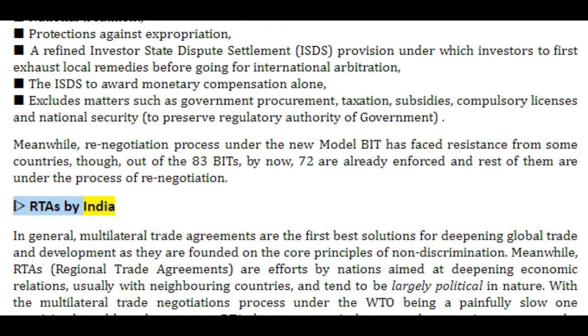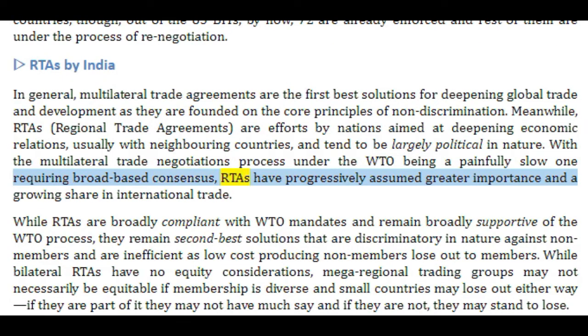RTAs by India. In general, multilateral trade agreements are the first best solutions for deepening global trade and development as they are founded on the core principles of non-discrimination. Meanwhile, RTAs, regional trade agreements, are efforts by nations aimed at deepening economic relations, usually with neighboring countries, and tend to be largely political in nature. With the multilateral trade negotiations process under the WTO being a painfully slow one requiring broad-based consensus, RTAs have progressively assumed greater importance and a growing share in international trade.